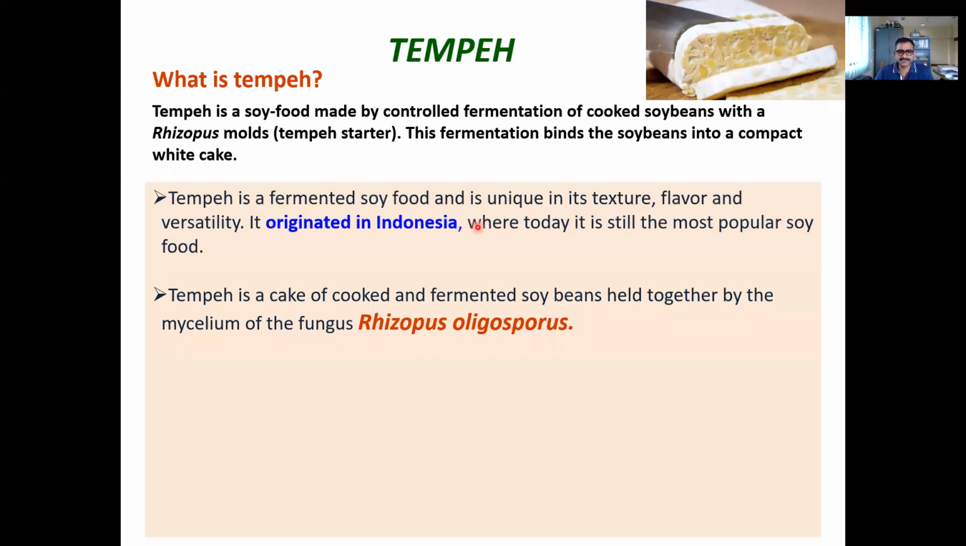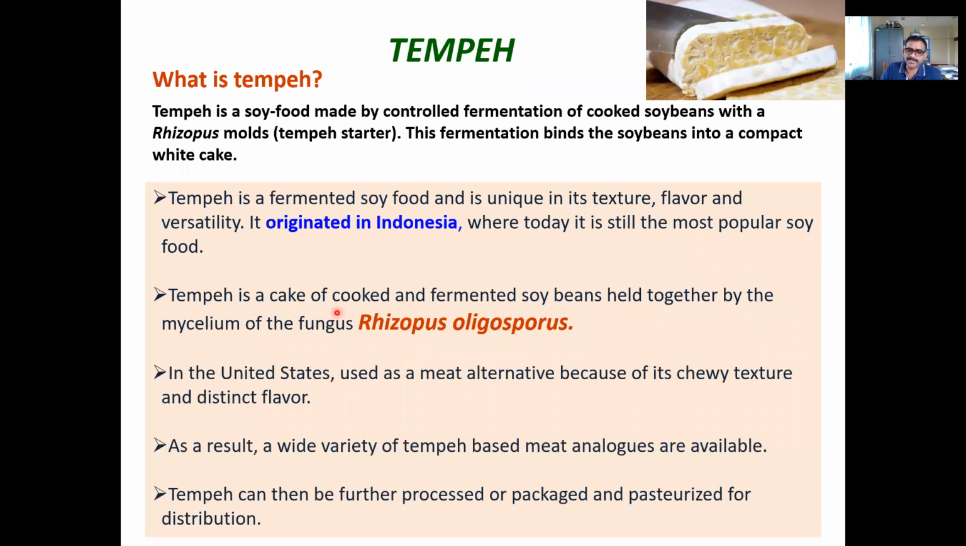Tempeh originated from Indonesia. Even till today, this tempeh is very famous in Indonesia. Tempeh is prepared or fermented using a fungus called Rhizopus oligosporus. You need to remember this. And this is a high protein food. It contains very high protein.